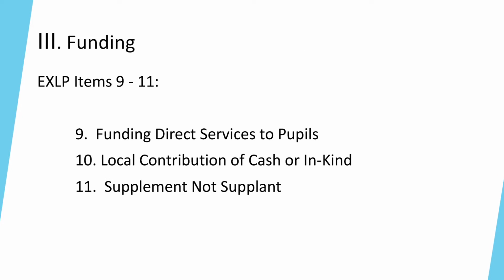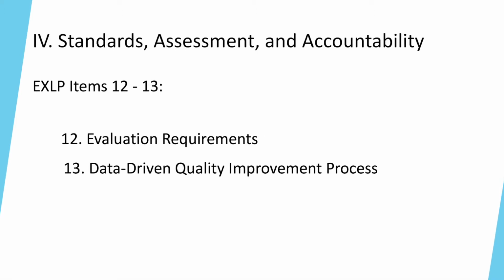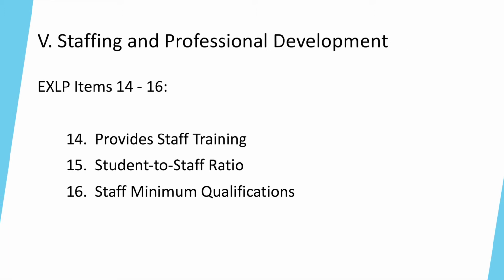Dimension 3 relates to funding and includes the following items: 9, funding direct services to pupils; 10, local contribution of cash or in-kind; 11, supplement, not supplant. Dimension 4 relates to standards, assessment, and accountability. The items include 12, evaluation requirements; 13, data-driven quality improvement process. Dimension 5, staffing and professional development, pertains to the following items: 14, provide staff training; 15, student-to-staff ratio; and 16, staff minimum qualifications.